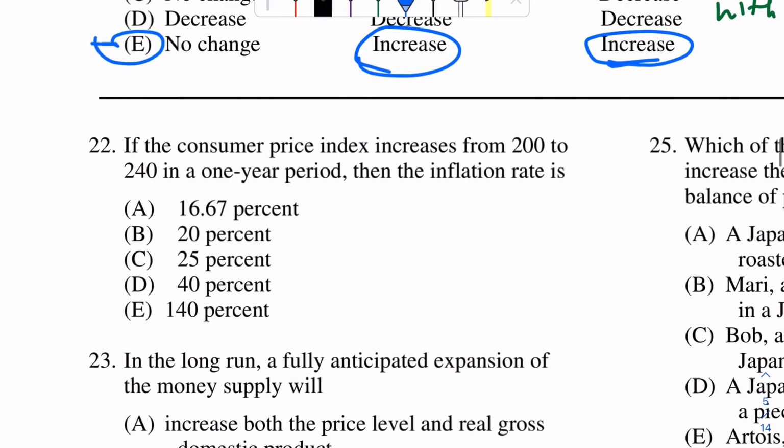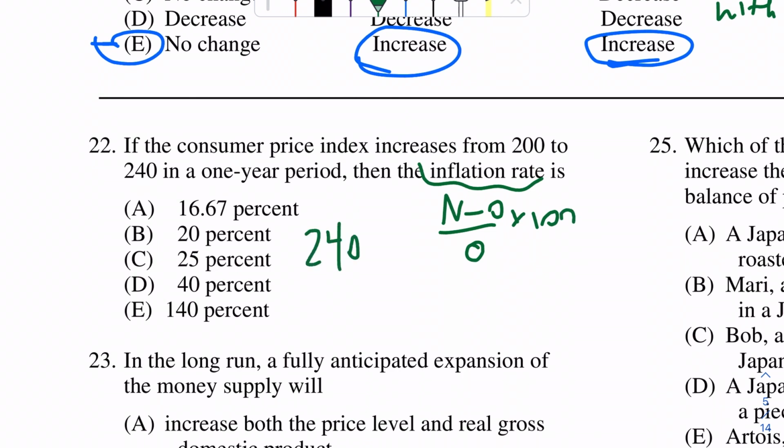22. If the consumer price index increases from 200 to 240 in a 1 year period, inflation is what? Inflation is new minus old divided by old times 100. So therefore, what's your new? 240 minus 200 divided by 200 times 100. If you're wondering what is new, read the question again. It says you're going from 200 to 240. So your new is 240.